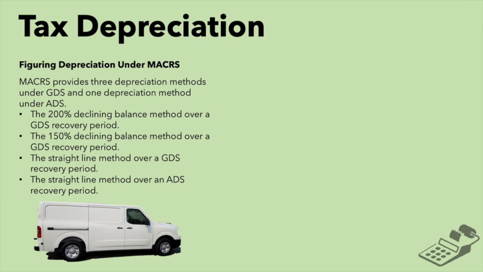MACRS provides 3 depreciation methods under GDS and 1 depreciation method under ADS. The 200% declining balance method over the GDS recovery period. You can use the 150% declining balance method, the straight line method, and the straight line method under ADS. So it all depends on what we're talking about.